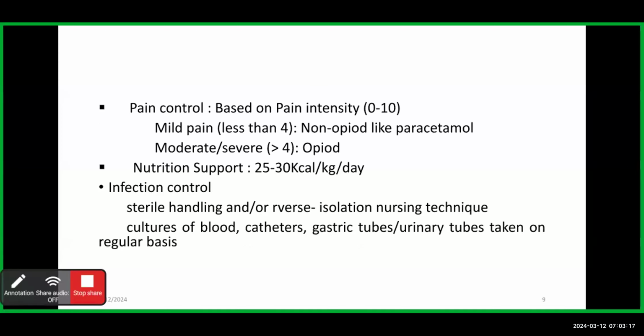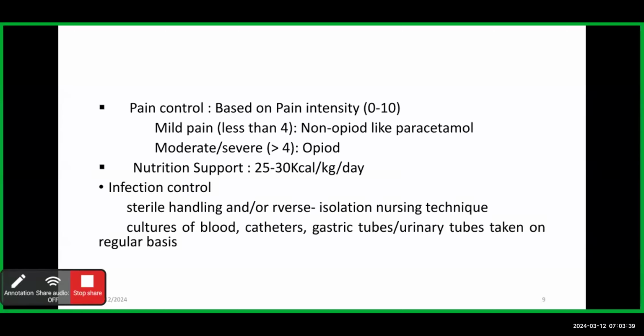Then the other thing you want to do is pain control, which is based on the pain intensity. You can use a scale of 0 to 10, so divide into mild, moderate and severe. If the pain is mild, you can use a non-opioid like paracetamol. But if it is moderate or severe, you can use an opioid, those with rapid onset of action.